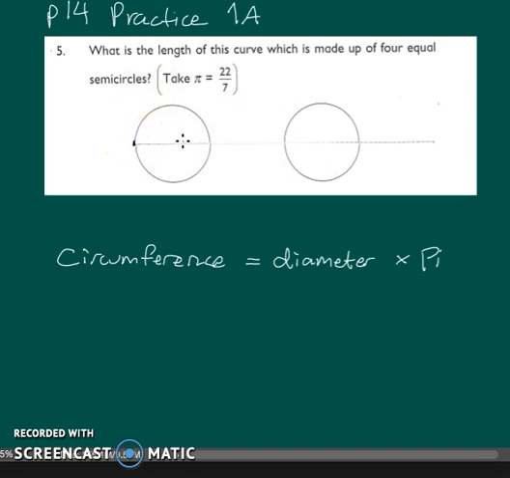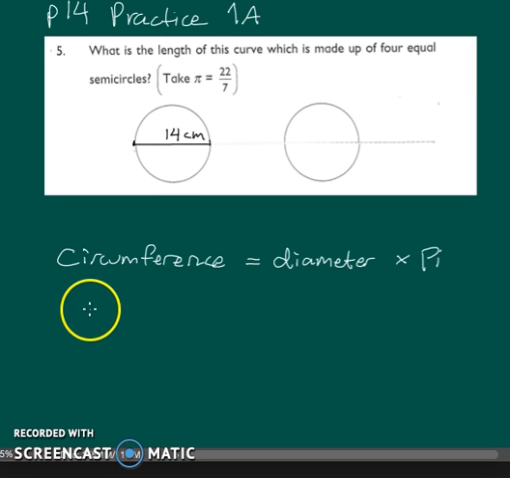We know that the diameter, so the length from here to here, is 14. I believe that was 14 centimeters, yes. 14 centimeters. So now we can use the circumference to find the length of that curve, because essentially the length of that curve is equal to the lengths of these 2 circles' circumferences.